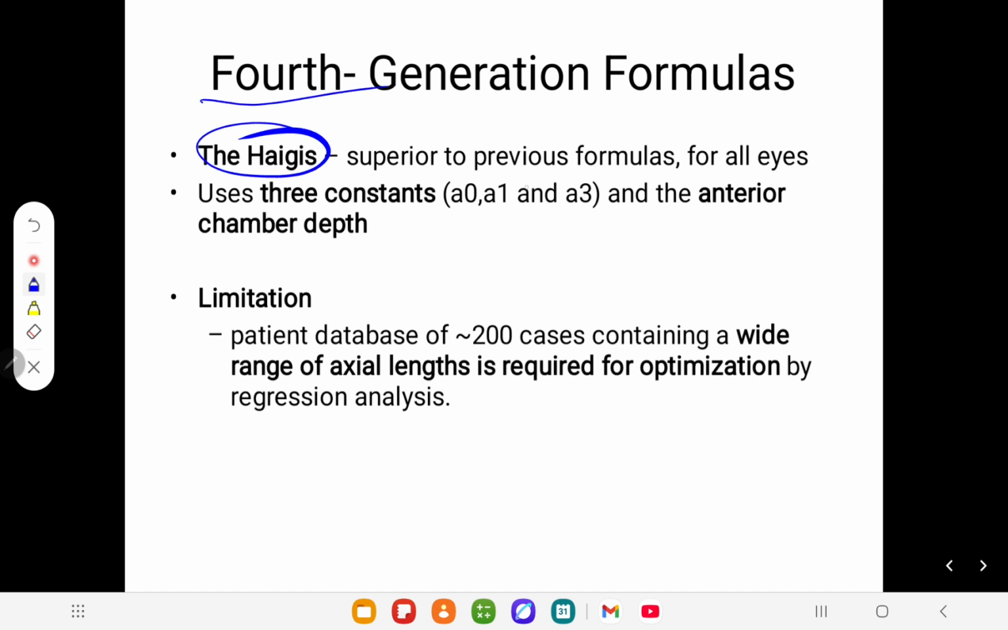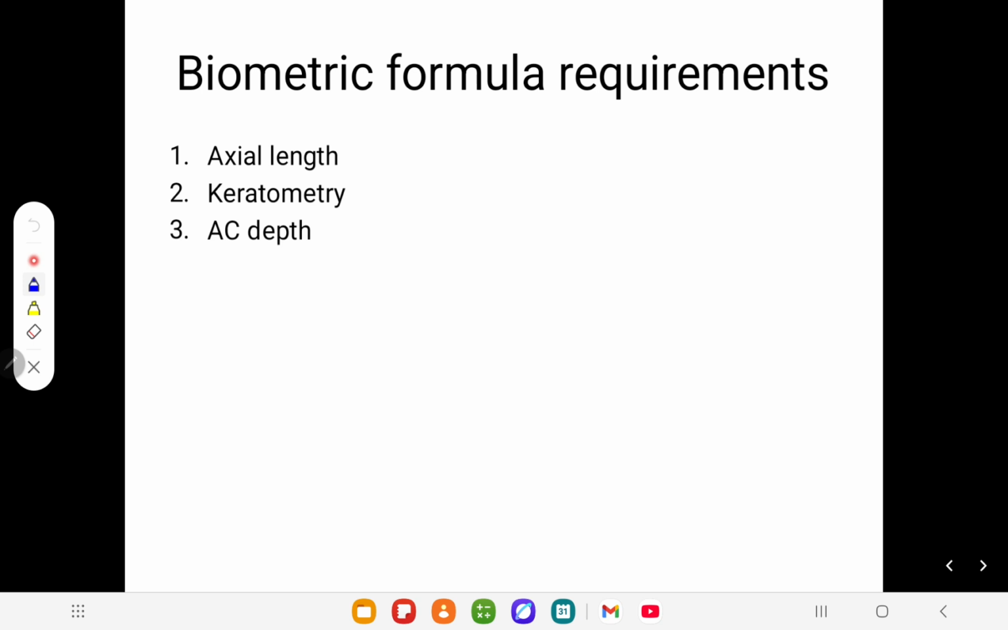So Haigis is superior to the previous formulas for all eyes, and the three constants used in Haigis are A0, A1, and A2. So for the anterior chamber, but the limitation is the patient database of 200 cases containing a wide range of anterior axial lengths required to optimize the regression. But Haigis is definitely a good formula, and it's being used nowadays after refractive surgery cases, and there are a lot of things that you're using.